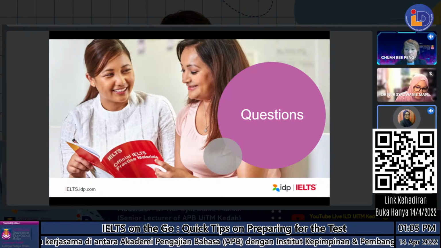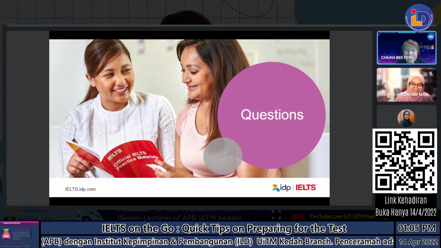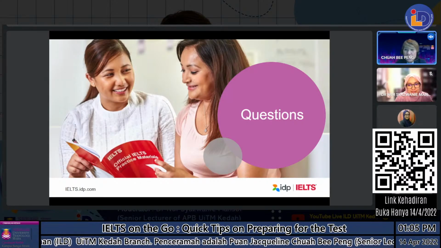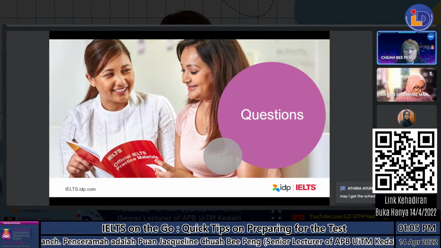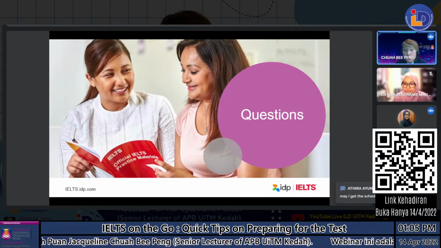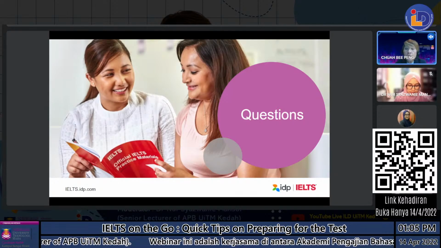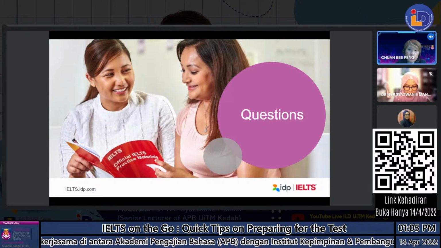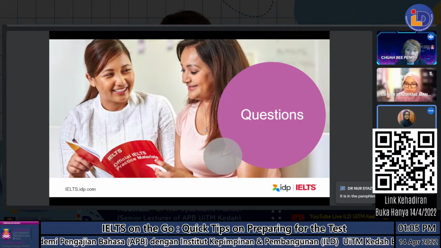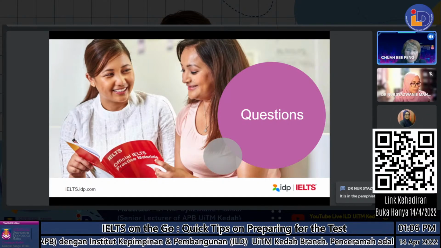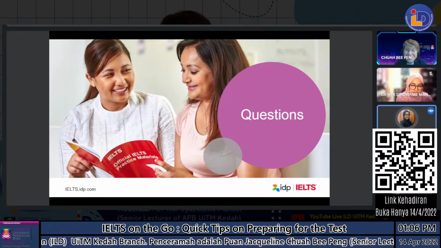Sorry, I think we can take one more. Last one. Which one is easier, IELTS or TOEFL? I cannot do the comparison because I'm not too familiar with TOEFL, and also you have to look at the requirements of the institution that you're applying to, whether they recognize IELTS or TOEFL or both. If they recognize both, then you can choose between one of them. It's not really about which one is easier. It's about you being prepared.